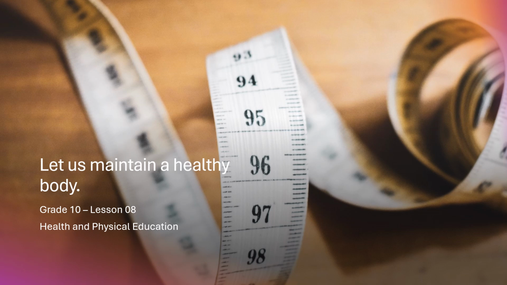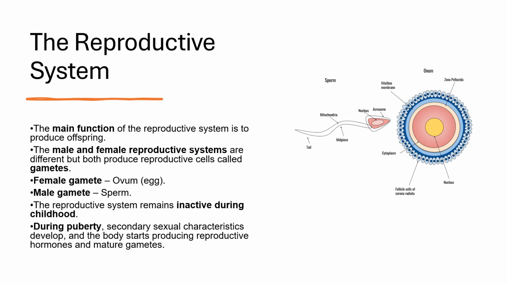Today we are going to continue the fifth part of lesson 8 from the grade 10 Health and Physical Education lesson series. And the lesson is about maintaining a healthy body. In this part of the lesson, we are going to talk about the reproductive system. So we have the male reproductive system and the female reproductive system. And in these slides, we are particularly focusing on the female reproductive system.